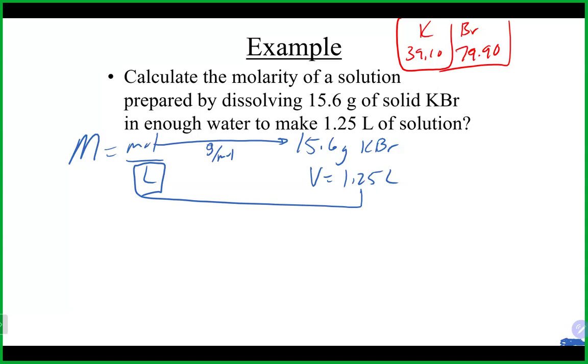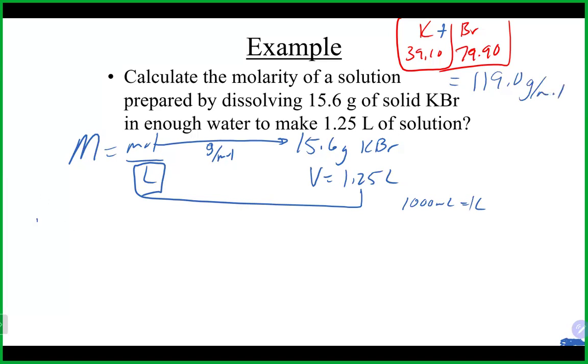By the way, although this one was given to you in liters, it is very common that the volume is given to you in milliliters. So that milliliter to liter conversion is used a lot as well with molarity, converting one way or the other. So in this case, basically, I think we just need to add these guys together, and that's going to give us 119 grams per mole.